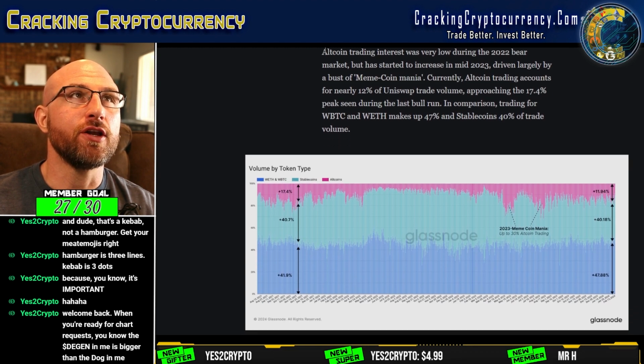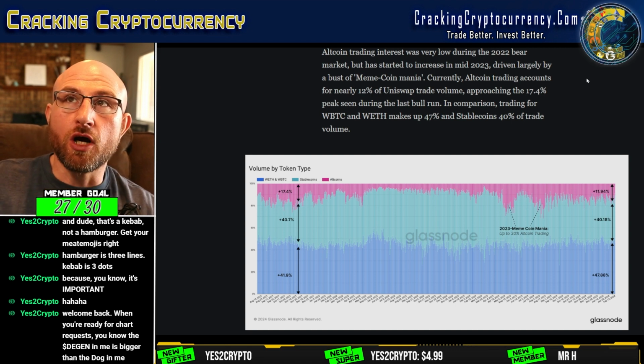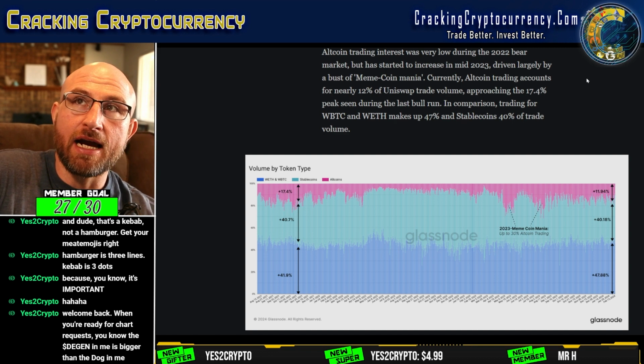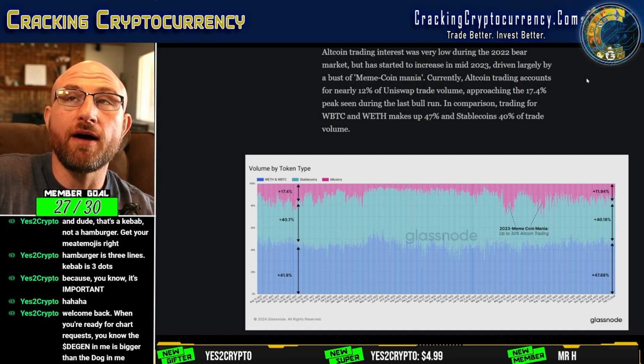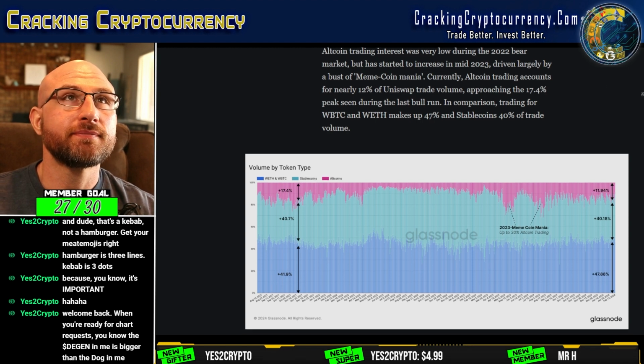Altcoin trading interest was very low during the 2022 bear market, but it started to increase in mid 2023, driven largely by a burst of meme coin mania. All right. So, the way I'm interpreting this is that proper alt season has not really started. Meme coins have kind of kicked it off, and we're seeing that interest in altcoins pick back up.